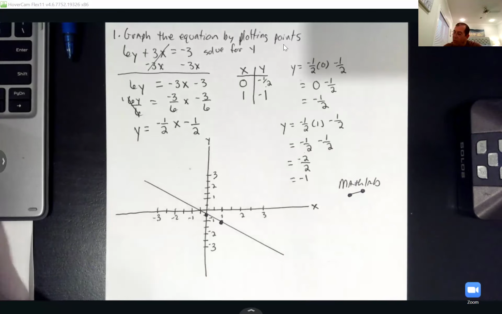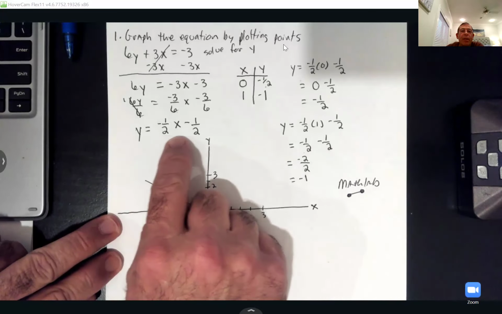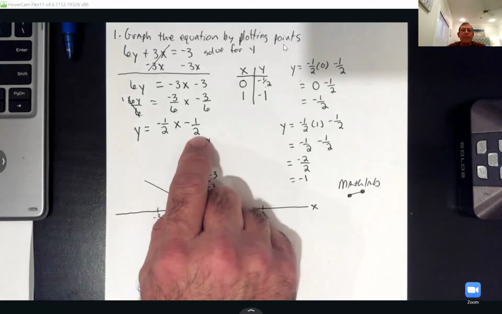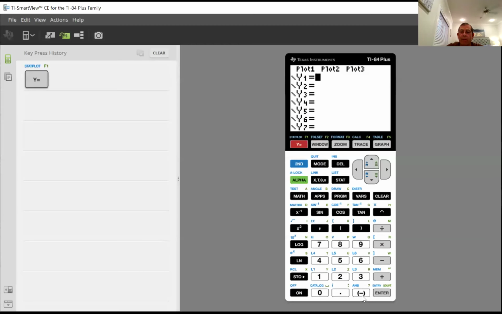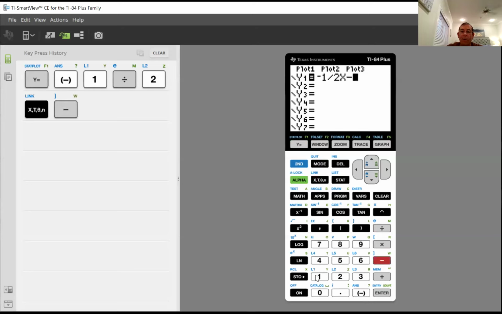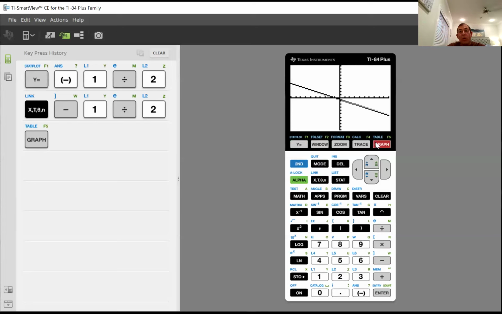Now, I'm going to show you this on the calculator. Now, the calculator, I would have to put it in at this point. -1/2 x minus 1/2. So I'll go to y equals. So -1 divided by 2 and my x minus 1 divided by 2. So y'all, there's my equation. So let's look at the line, because remember, ours sort of went downhill left to right. So there's our line going downhill.